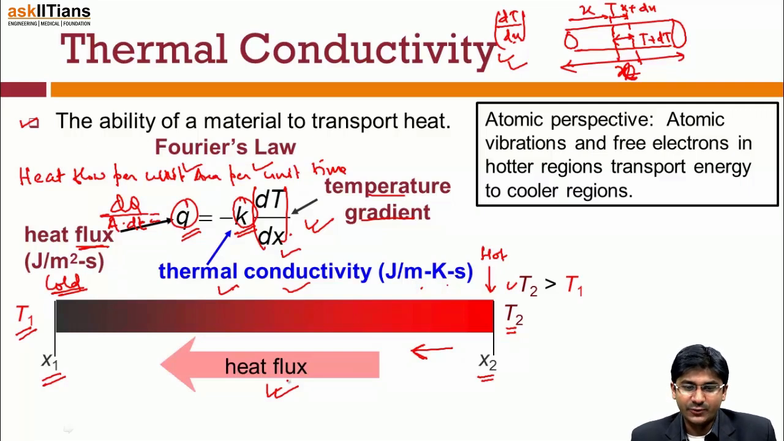Now this heat flow will depend on the constant K, which is the property of this material. Whatever the material is, be it aluminium, steel or iron, the K value will be different for all of those media, and so that will be K into dT by dx. What is the change in temperature per unit length? From the atomic perspective, we have seen earlier that atomic vibrations and free electrons in the hotter region transport energy to the cooler regions through oscillations of the molecule.